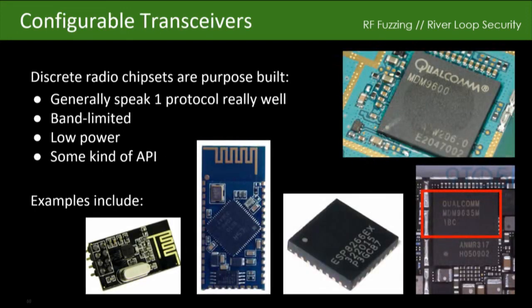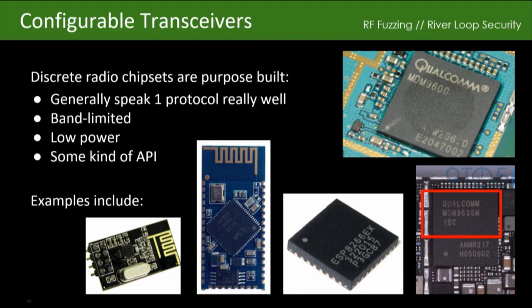When we talk about configurable transceivers that we might want to use, the issue that we run into is that transceivers are generally purpose-built and designed to do one protocol very well. They might be band limited in terms of the frequencies to which they can tune. So if you're trying to experiment with offsetting a channel from the frequency stipulated by the standard, you might not be able to do that. Maybe you can't specify a floating point value to tune to. Maybe you can only give it a channel index, for instance. However, some of the benefits are that they're low power and they're generally exposed over serial APIs that are pretty easy to work with.